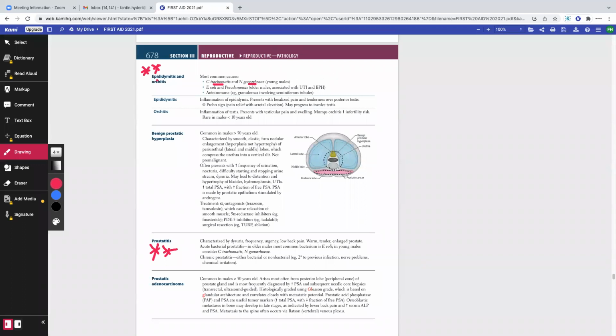Ceftriaxone and doxycycline, we give a combination for the treatment of this. We give ceftriaxone for Neisseria. For chlamydia, we try to prescribe doxycycline. Next is E. coli and Pseudomonas.